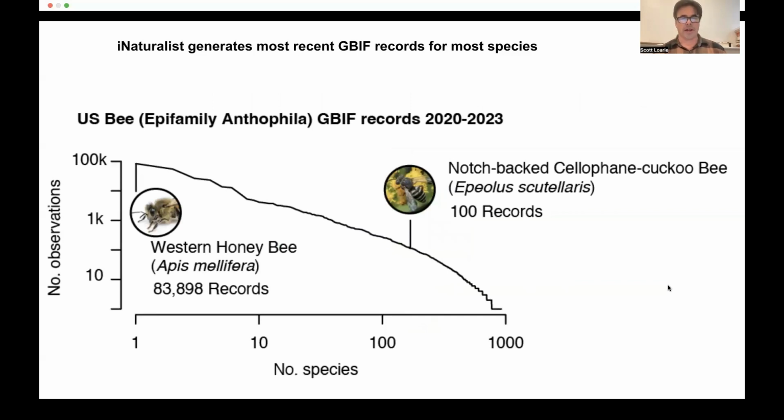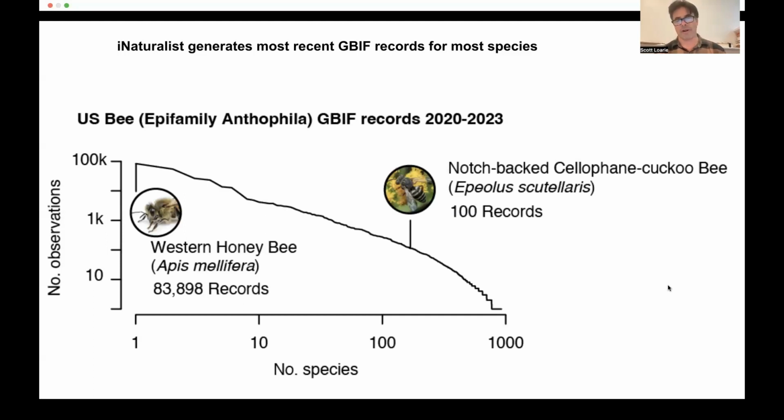And to do that, I wanted to look at a graph similar to this. This is that same data, all those GBIF records from the US for bees since 2020, but plotted with the number of species on the x-axis, and the number of observations on the y-axis. On the very left-hand side, we see Western honeybee, which has 83,000 records on GBIF from the last 3 years. So that single species is accounting for a huge percentage of all of the data in GBIF. But then as we move towards the right, you can see species that have less and less representation on GBIF.